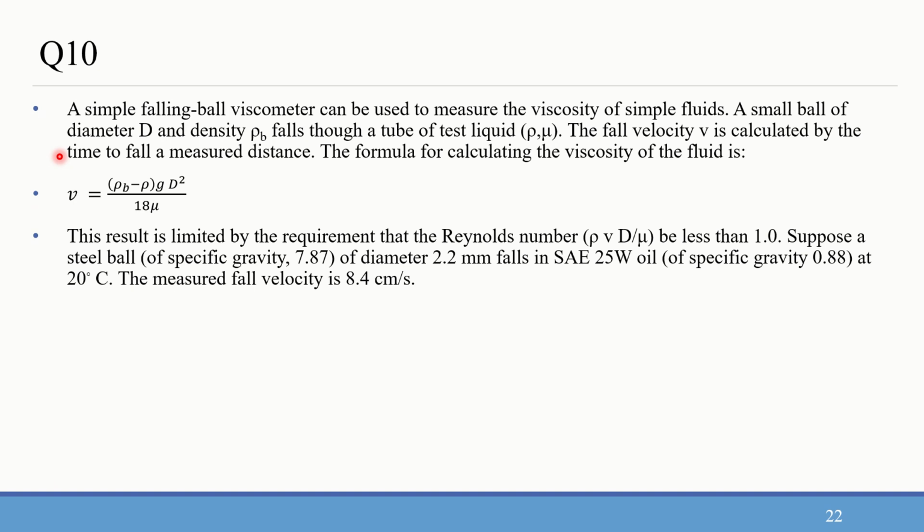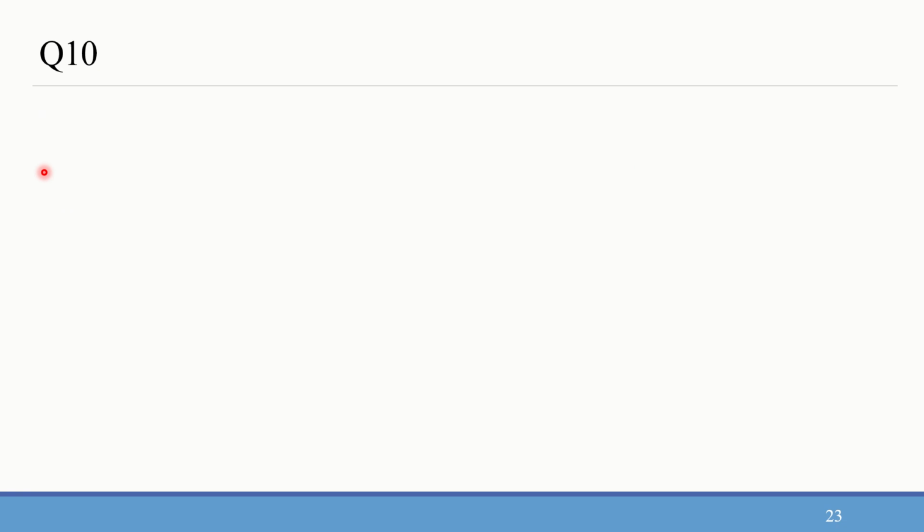Suppose a steel ball whose diameter is 2.2 mm and density is 7870 kg per meter cube is falling in an oil, and the oil properties are given in terms of specific gravity. We need to find the viscosity first. Fall velocity is 8.4 centimeter per second. Now measuring viscosity is a very straightforward approach here. We are just going to use this particular formula. So what is the viscosity?